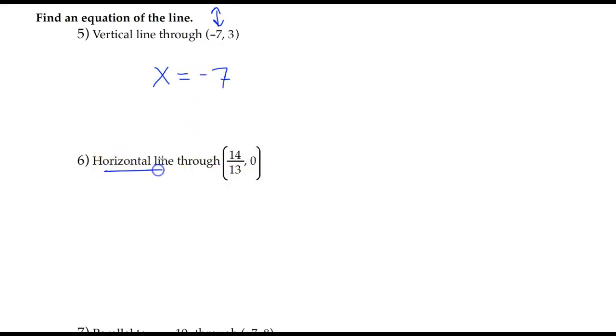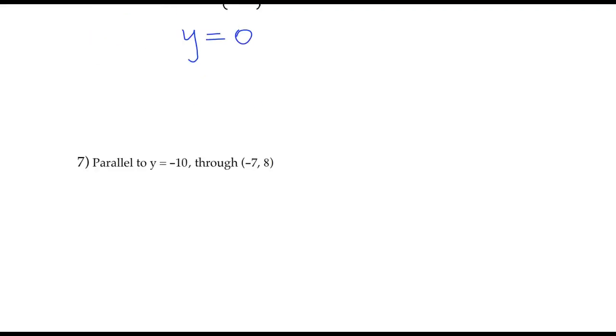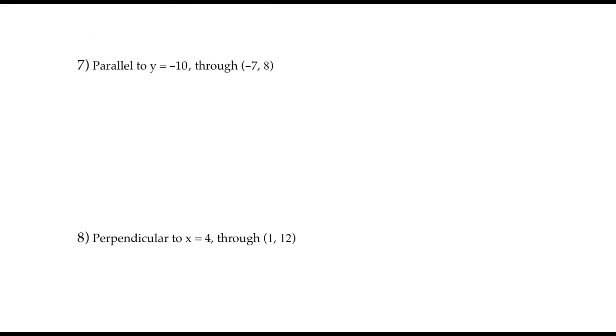For here, we just said horizontal line, so it's talking about the y coordinate. So the equation for this would be y equals 0. Because it doesn't matter what x is, y always has to be 0. And for these questions, it really is just that simple. So let's move on to question 7 and 8.